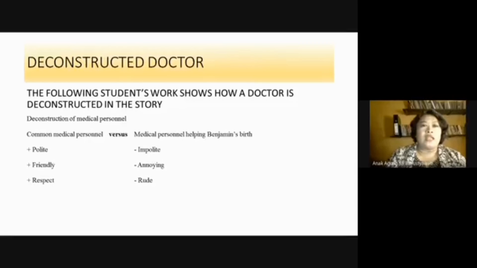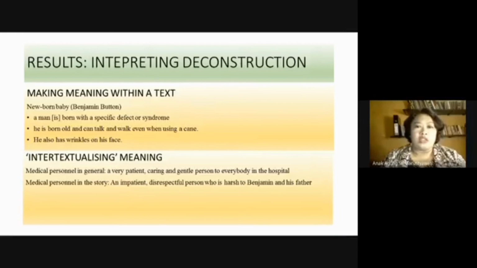Now let's look at the interpretation of the deconstruction process. This was conducted in two ways. First is making meaning within a text, and then intertextualizing meaning. Making meaning within a text was used to interpret the ideology of Benjamin Button's character as a newborn baby. Here he was portrayed as a man who is born with a specific defect and syndrome, and he was also portrayed as an old man who can talk and walk even when using a cane, and finally he has wrinkles on his face.